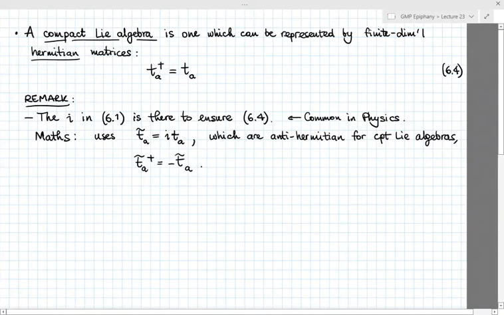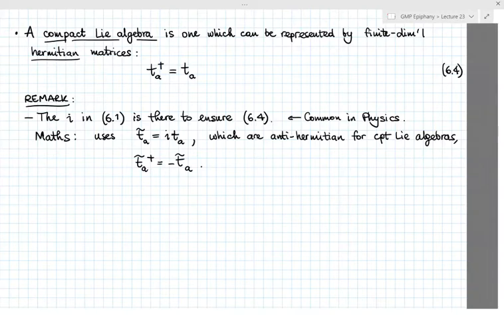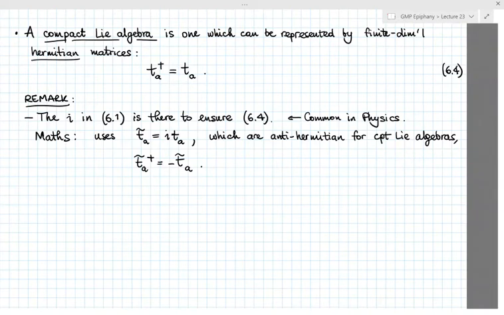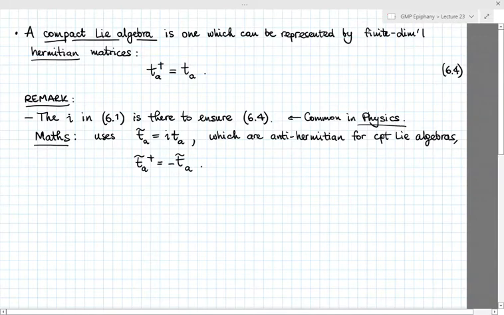Now, in many cases, if you're interested in the physics of the problem, it's important to know, for instance, that the energy is real or the action is real. And this is simpler to do if you work with physics conventions in which 6.4 holds. And that's the reason for the i in the Lie bracket in equation 6.1. So let's stick with that convention going forward. But be aware that if you look at more mathematically oriented references in the literature, chances are that they will be using these other conventions in which the generators are anti-Hermitian for compact Lie algebras.